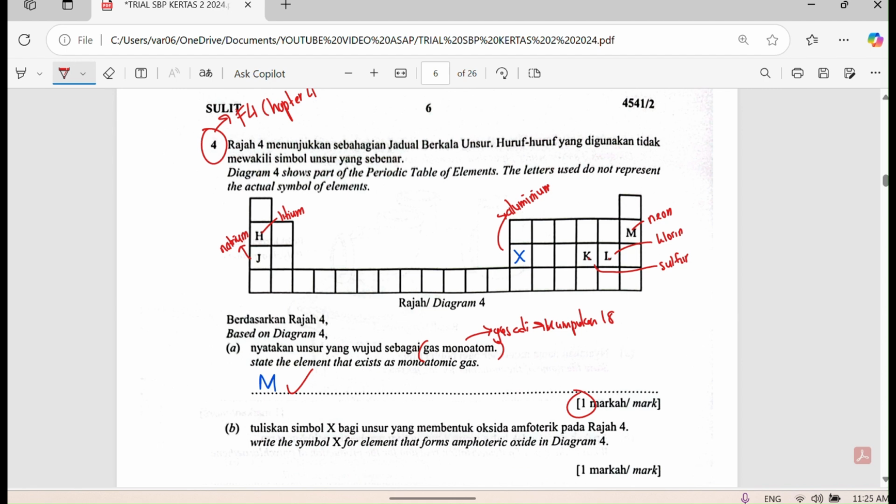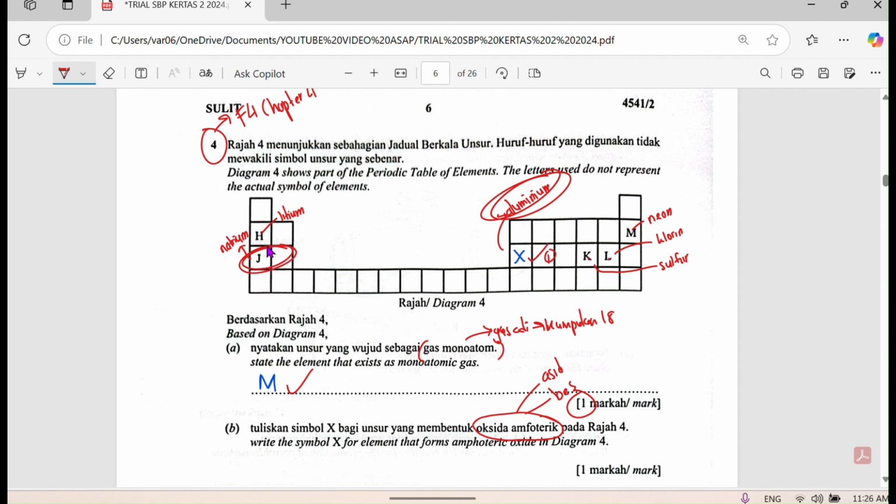Okay, next question. Tuliskan simbol X bagi unsur yang membentuk oksida amfoterik. Okay, what is oksida amfoterik first? Oksida amfoterik, it can function as acid and base as well. Whereas oksida asid can only function as acid, oksida bes only as a base lah. Okay, so oksida amfoterik in your period 3 is basically aluminium. It's here lah, aluminium is placed here. So you just write an X here, 1 mark.